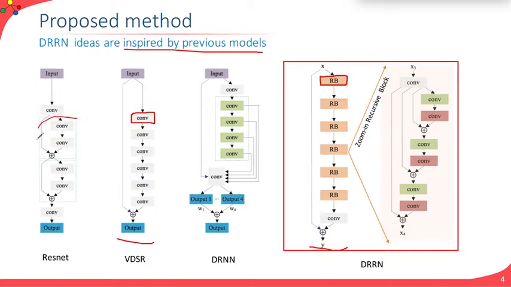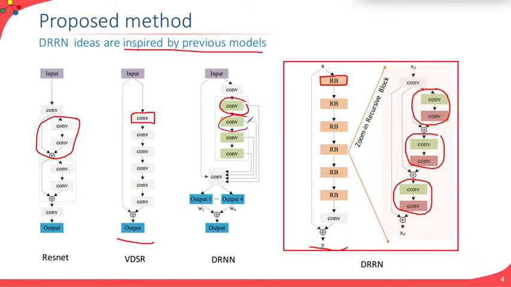It is similar to the ResNet structure. And the DRRN uses the recursive structure. This recursive structure is similar to the recursive structure in DRCN. So the DRRN, the proposed method, is an extension of the previous one.